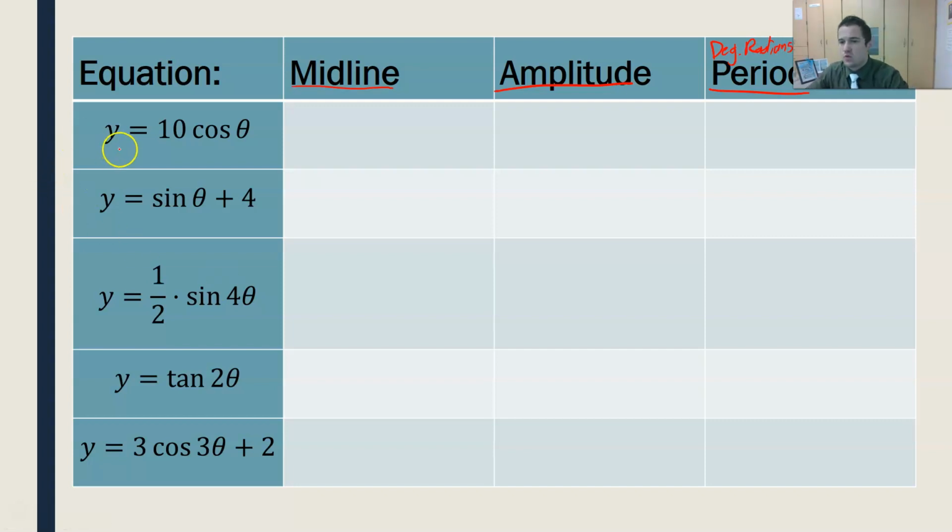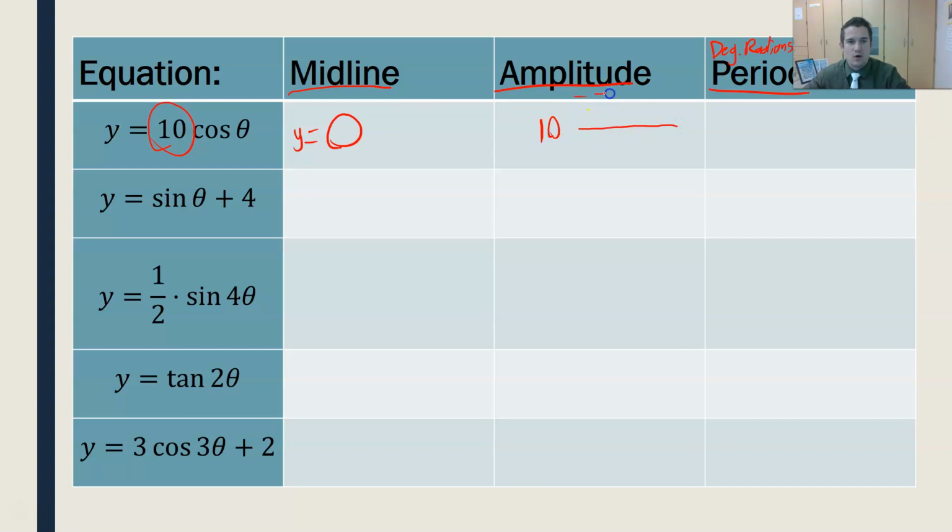So, this one is y equals 10 times the cosine of theta. So, is there a midline shift? No, there isn't a midline shift. I'm not moving up or down at all because there's nothing being added on the end here. So my midline is still at just y equals 0. It's still right at the x-axis. Is there a change in amplitude? Yes, there is. I'm multiplying in the front of my trig function, cosine of theta, by 10. So my amplitude is 10.